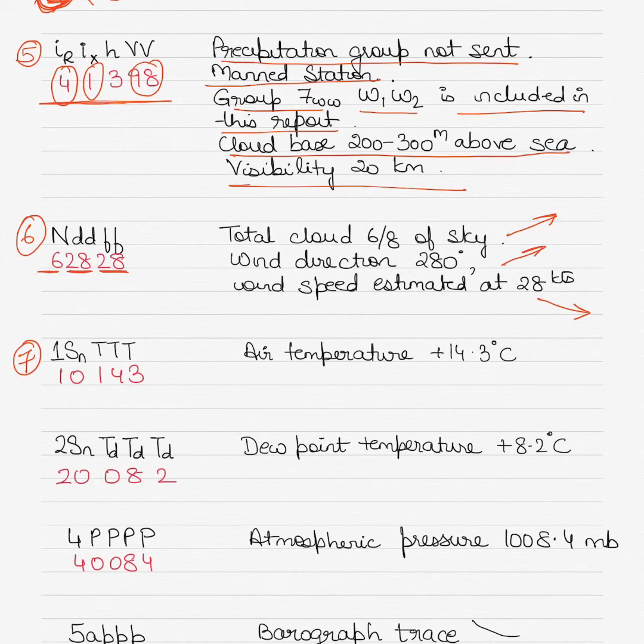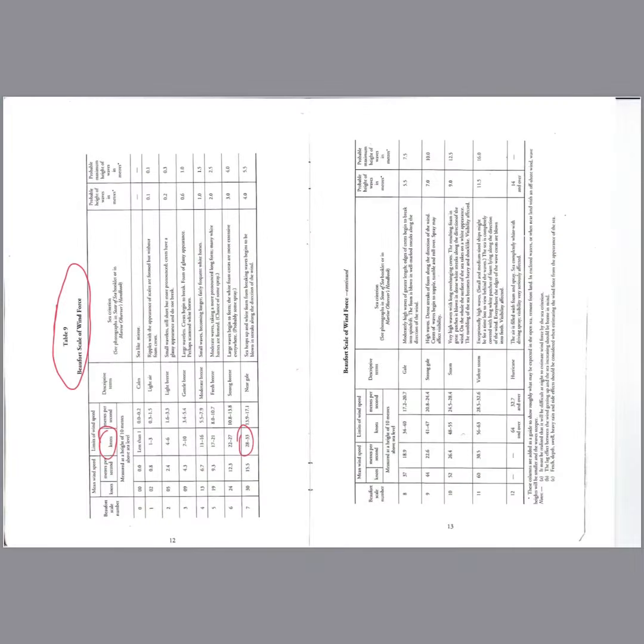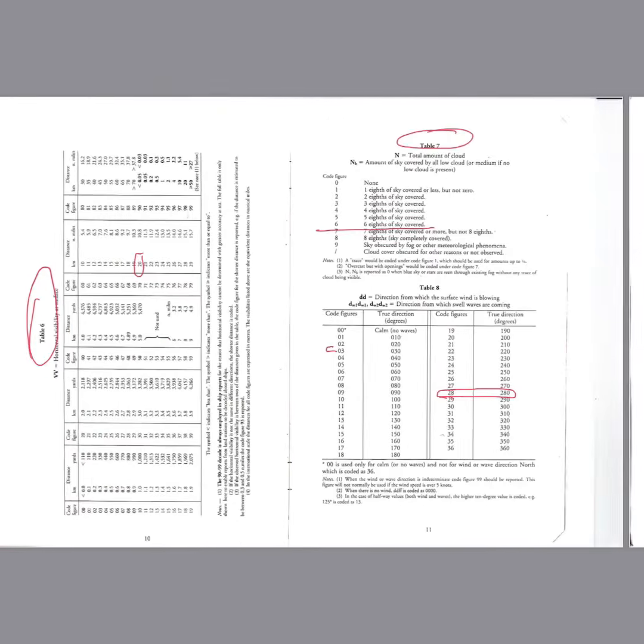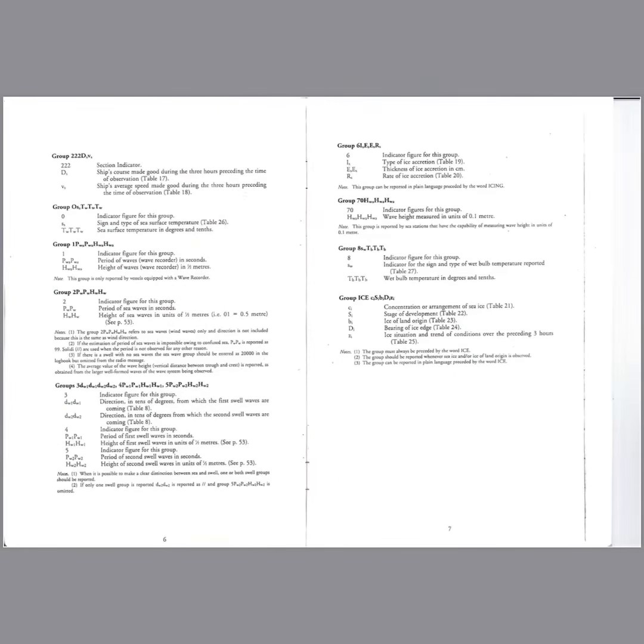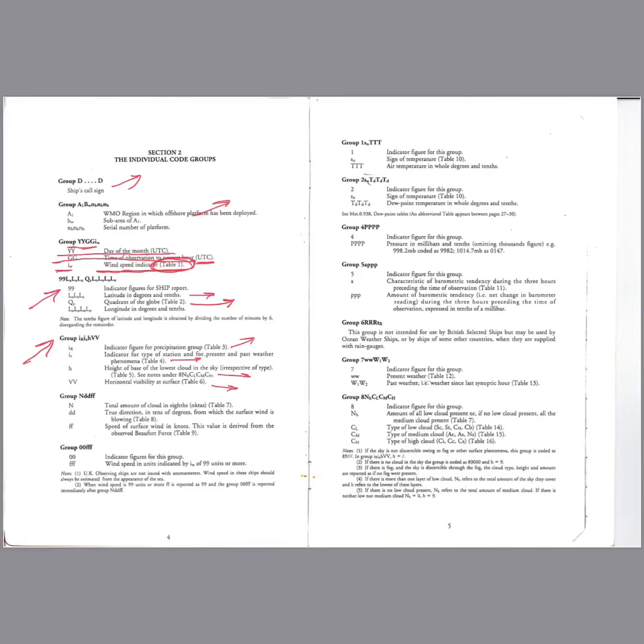Number 7 is the air temperature, 14.3 degrees Celsius. So 14.3 is from here, 143. How do I get that? Well, again go back into the weather code book, and if you are in doubt about which table stands for what, you can see over here it tells you everything on the first 2 pages. I am right now doing the temperature group, which is 1SnTTT. I'm somewhere here. This is the table. So 1 is the indicator figure for this group.